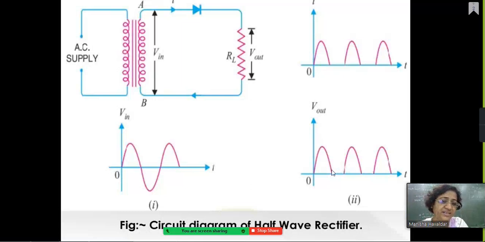So see that here only half wave is rectified. For only half wave you will get the output, and therefore the name is half wave rectifier. I hope it is understood. Is it? Let me know.